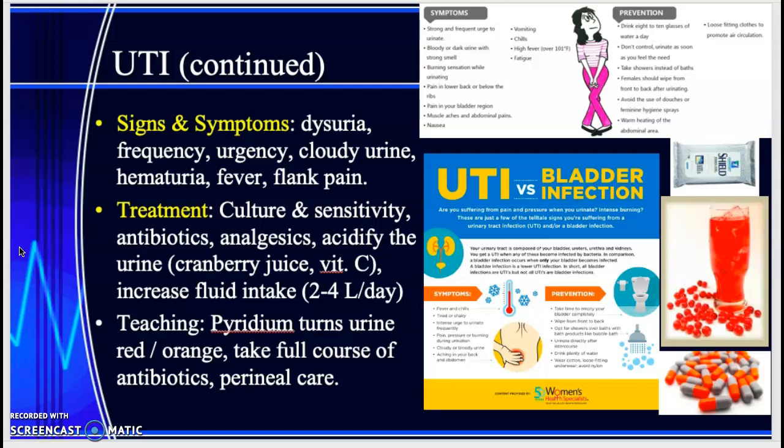Some of the medications, for example, pyridium, will cause the urine to turn a reddish or orange color, so you want to warn the patient if they have a prescription for pyridium to look out for that, just so they're not worried when they see orange or red urine come out. And then you want to teach them about perineal care, wiping from the front to the back, not from the back to the front, and this also helps with that.